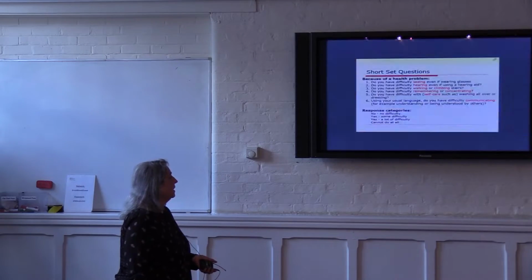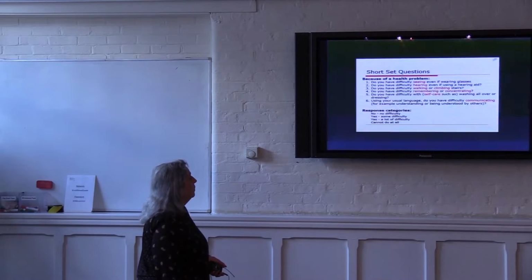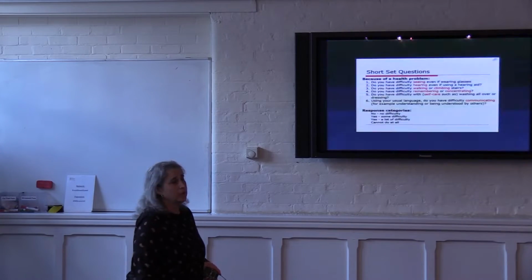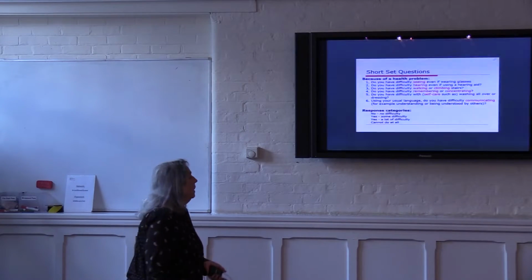Do you have difficulty seeing, even if wearing glasses, hearing, walking or climbing stairs, remembering or concentrating, self-care and communicating, with 4 answer categories, which is the way we get our continuum.